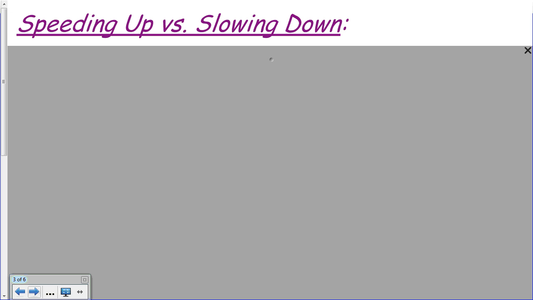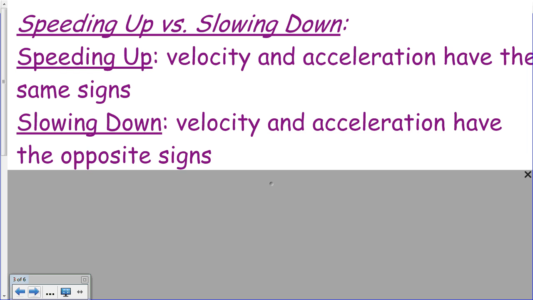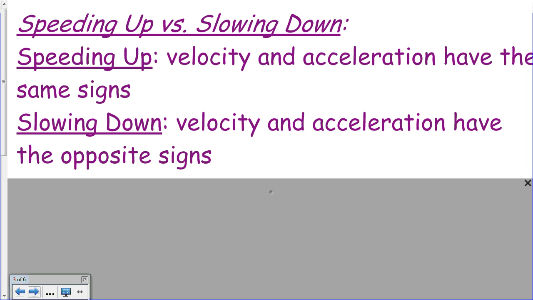All right, there are two other terms that we need to understand, which is the difference between speeding up and slowing down. These deal with speed, and we need to understand how we determine whether an object is speeding up or slowing down, which can be a little bit tricky, but if you understand the relationship between these two terms and the velocity and acceleration, it's a piece of cake. Here's the relationship between velocity and acceleration and whether your object is speeding up or slowing down.